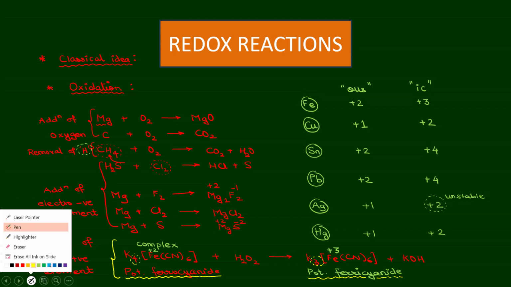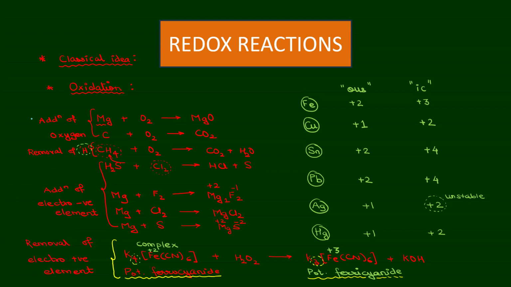In short, if I just summarize, oxidation has four classical definitions. One is addition of oxygen, which you can relate equivalently to addition of an electronegative element. Then removal of hydrogen, which can be related equivalently to removal of an electropositive element. Are you all clear with the four definitions?